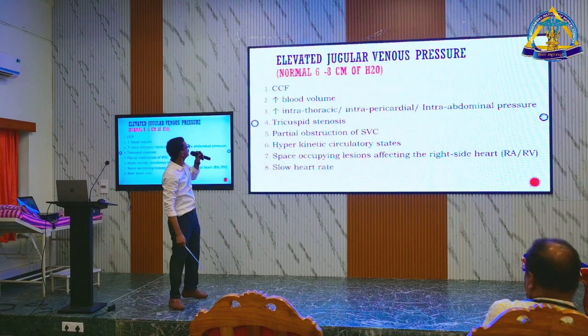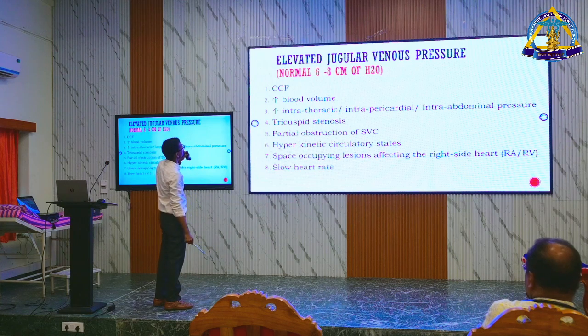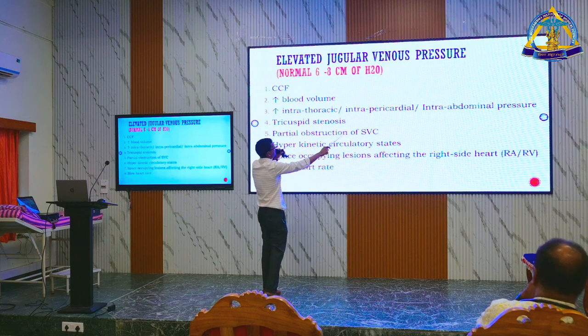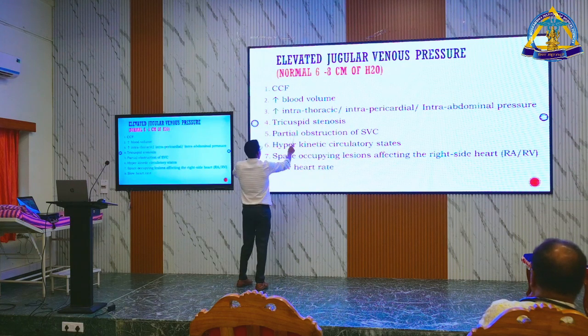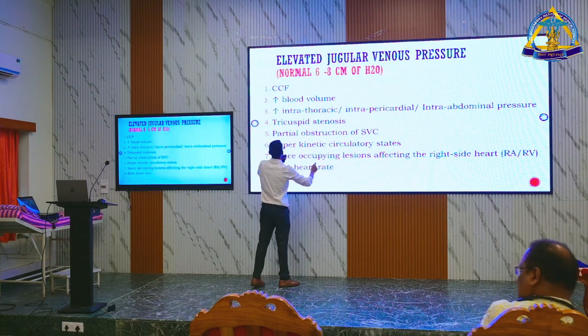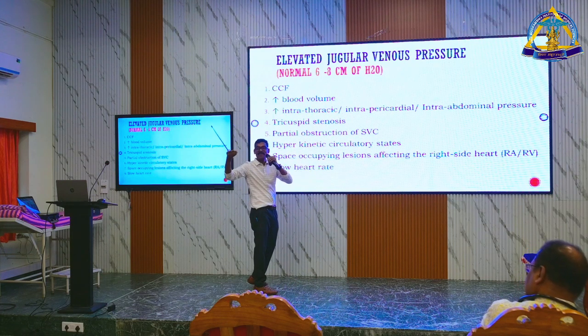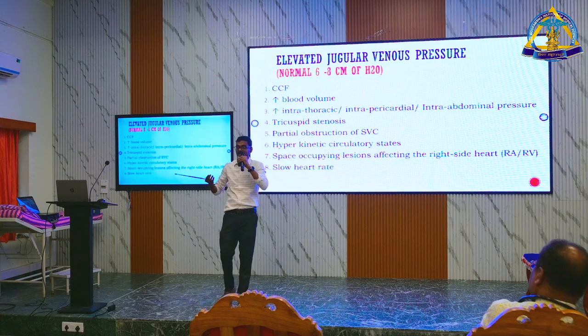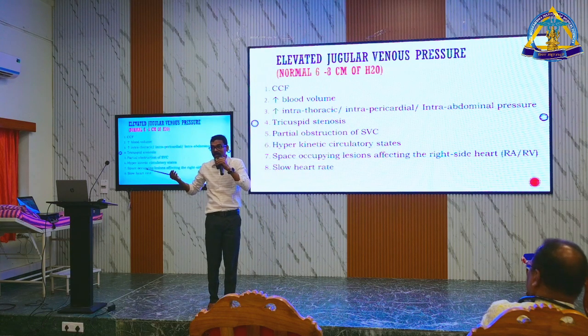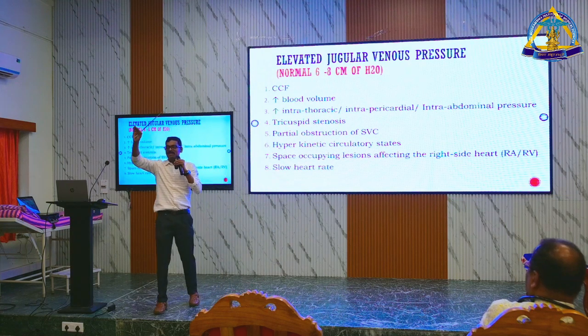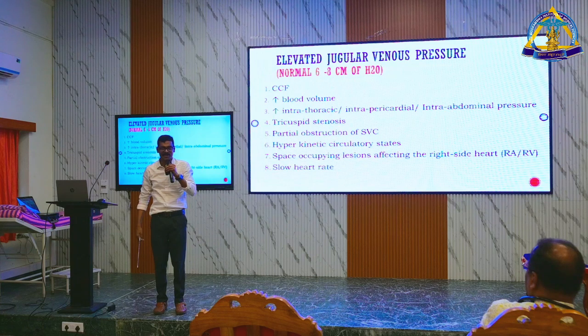So normally 6 to 8. The conditions for elevated jugular venous pressure are cardiac failure, increased blood volume, increased intrathoracic pressure, intrapericardial pressure, intraabdominal pressure, tricuspid stenosis, partial obstruction of the superior vena cava, and a hyperkinetic circulatory state where venous tone is high, you have a lot of constriction, and you get a false elevation. Then space occupying lesions affecting the right side of the heart, like a tumor, right ventricular cardiomyopathy, constrictive pericarditis. A slow heart rate is not a cause at all. Right? See, if you know the concept, you can list all the causes.